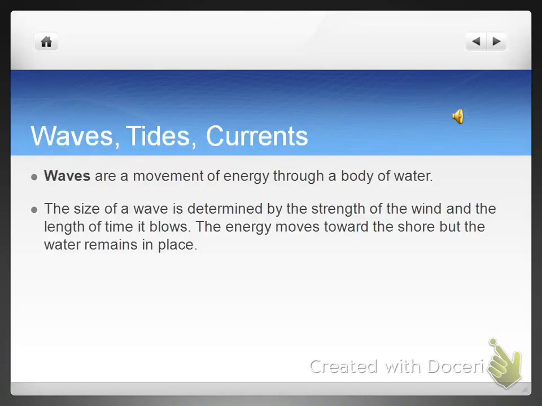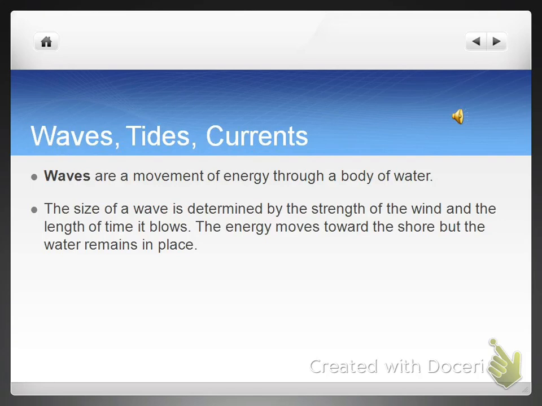Right, today we're going to look at waves, tides, and currents. We're going to go in between. I've got some different video clips to show you, so we'll pause while we're taking notes and watch each of those. So we're going to start today with some definitions and then think about how these different movements within the water interact in the ocean.